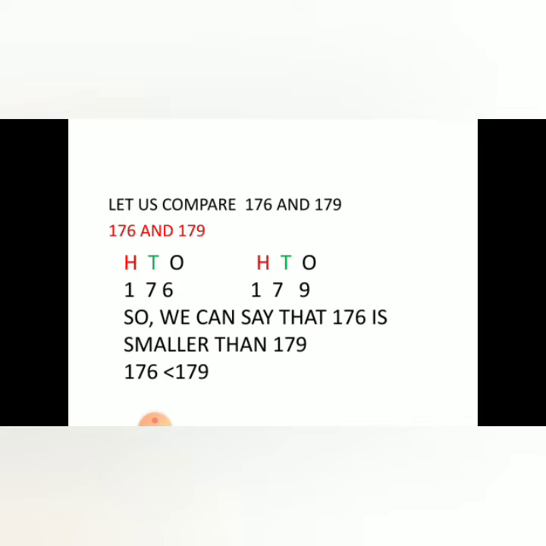Let us compare one more number, that is 176 and 179. If you look at these numbers at the hundreds place value, both the digits are the same. As well as at the tens place value, both the digits again are the same. But at the ones place value, one is 6 and the other number is 9. So 6 is smaller than 9. So we can say that 176 is smaller than 179.